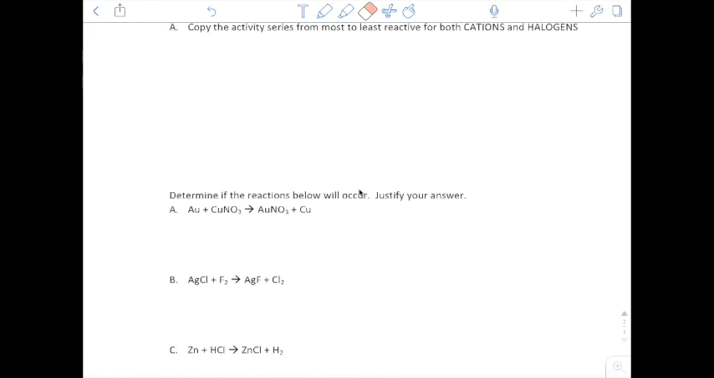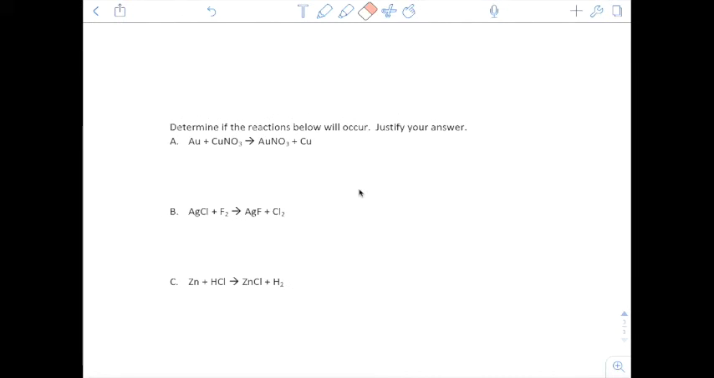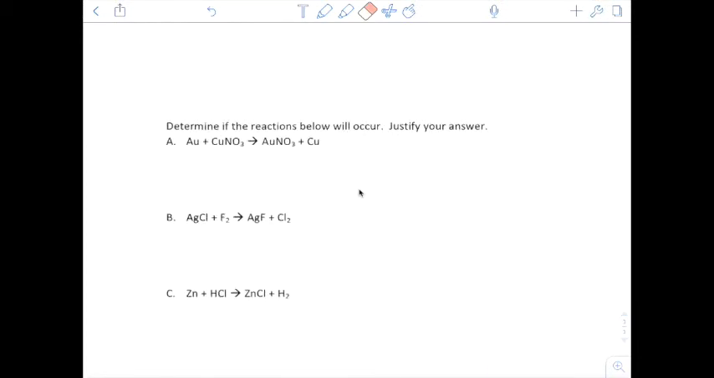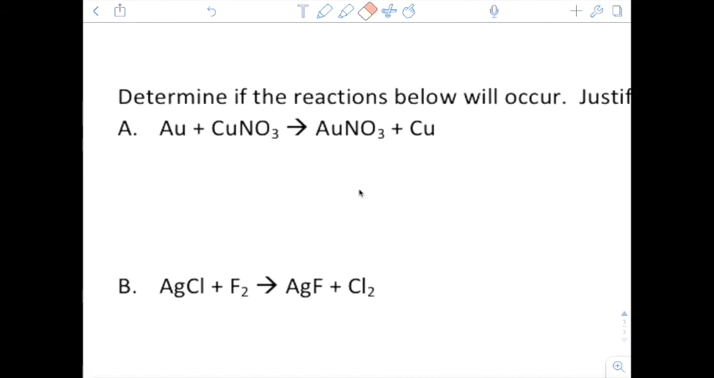So let's determine if the reaction will occur below. Justify our answer. The only time a single replacement reaction can happen is if the metal by itself, or the nonmetal, whatever by itself, this guy over here, is higher on the activity series than what it's trying to replace. Okay? So is gold higher than copper on the activity series? No, gold is towards the bottom, so therefore this reaction does not occur.